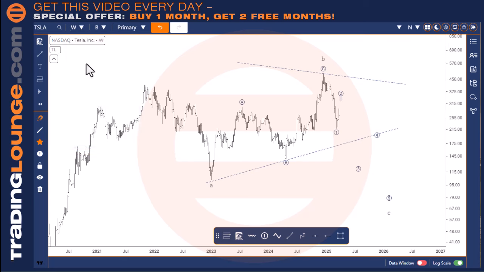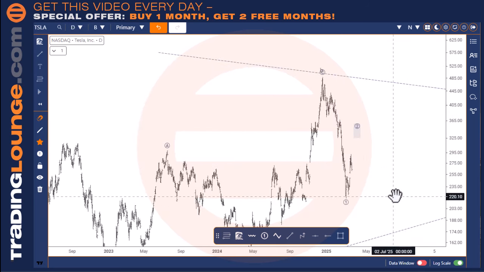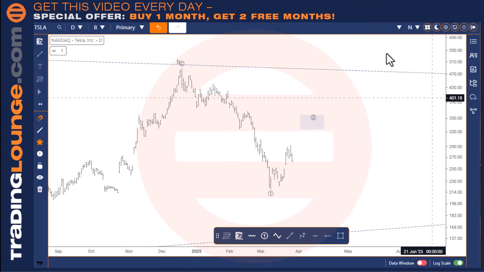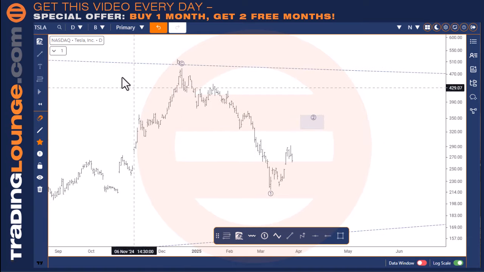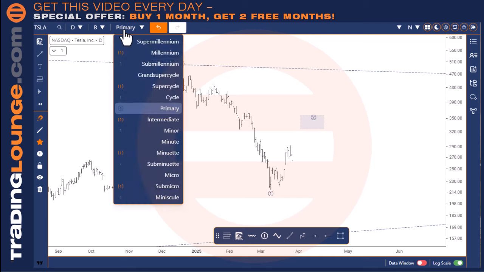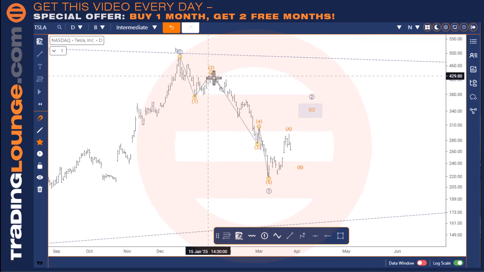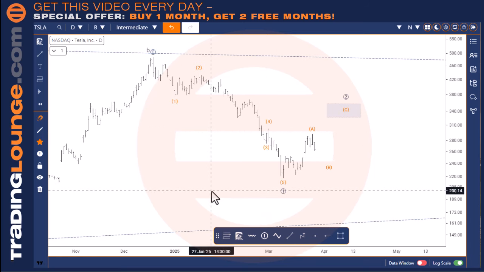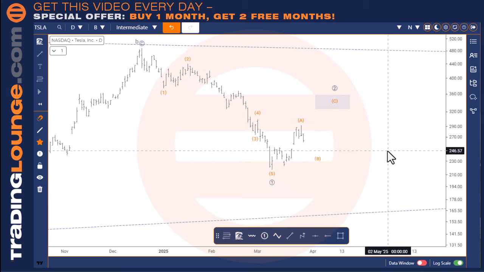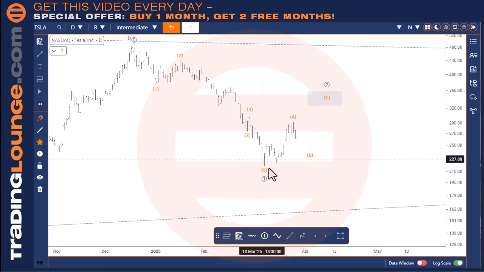So let's just check into this here, and there's no real change here. Let's just bring in the intermediate here. So I've looked at this as a 1, 2, 3, 4, 5 here, but I can see that it could be counted differently as well. Now it's also possible that this could be counted differently.